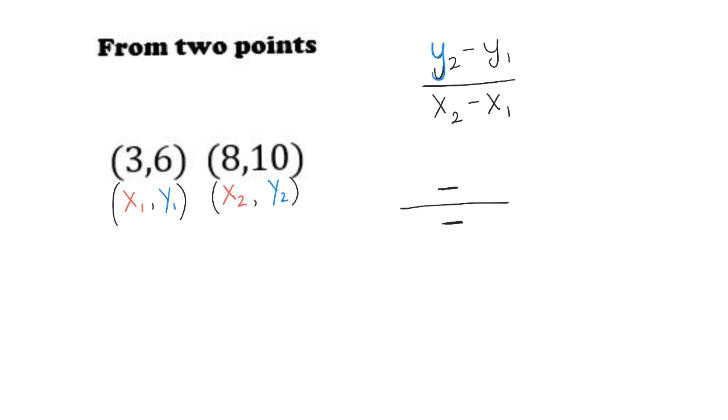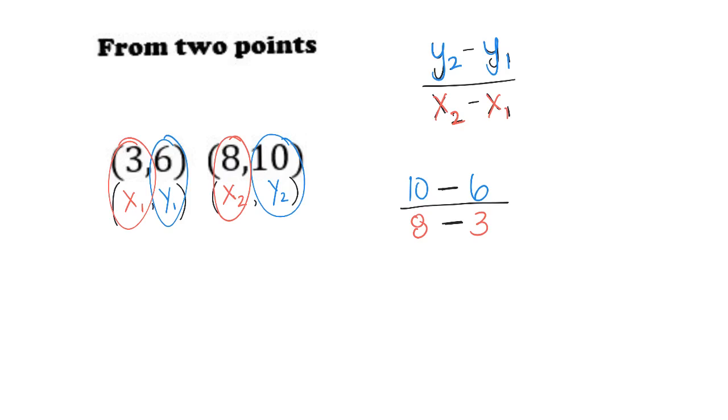So in this y2 spot, I'm going to put 10. And in my y1 spot, I'm going to put 6. Then in my x2 spot on the bottom of the denominator, I'm going to put 8. And in my x1 spot in my denominator, I'm going to put 3.